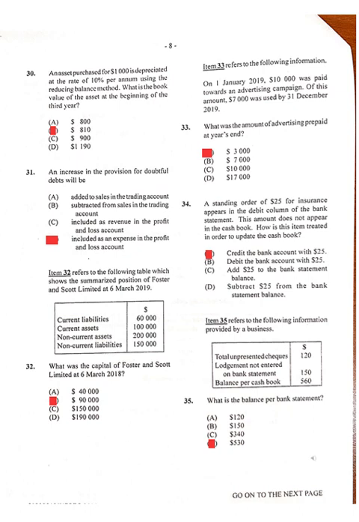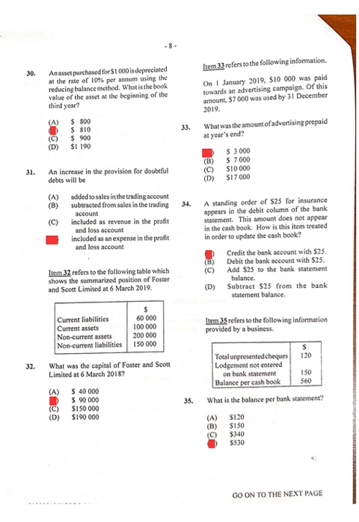Moving along, item 33 refers to the following information. On January 1, 2019, $10,000 was paid towards an advertising campaign. Of this amount, $7,000 was used by 31st December 2019. Item 33 asks what was the amount of advertising prepaid at the year end. We subtract the $7,000 that was used from the $10,000 that was paid. So we have $3,000 prepaid at year end. So the answer is A.